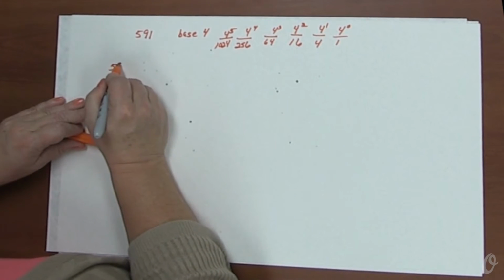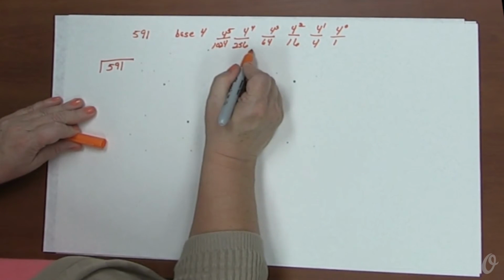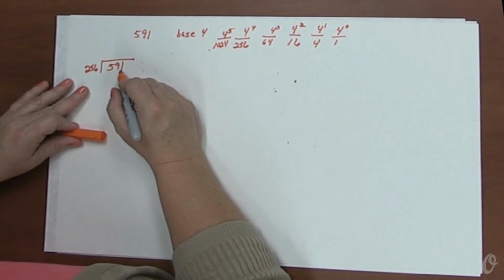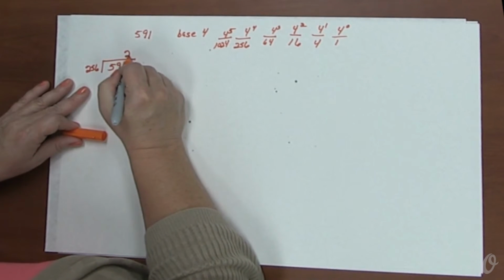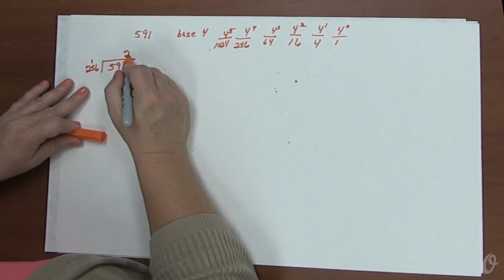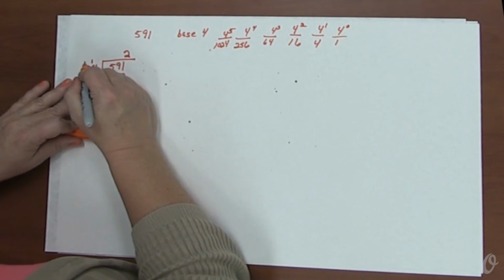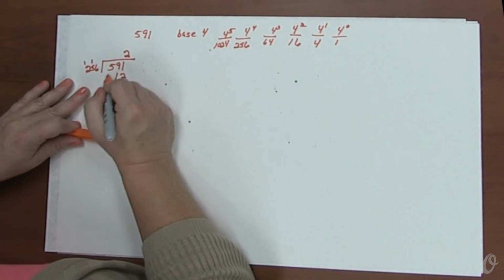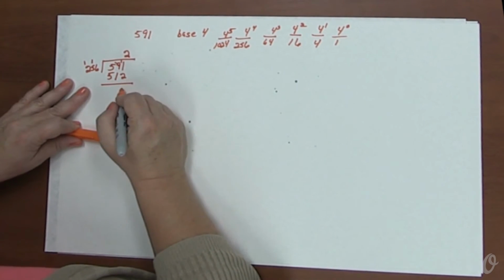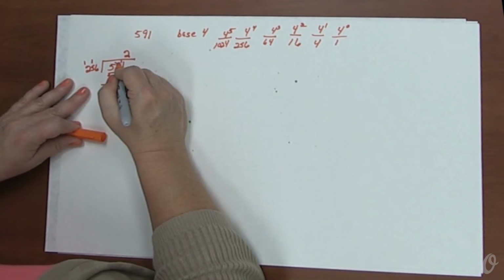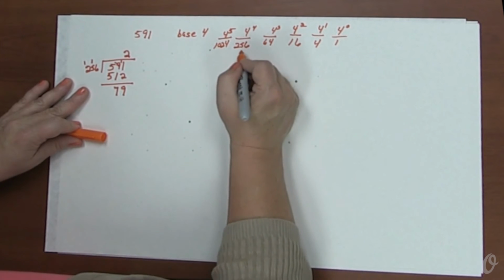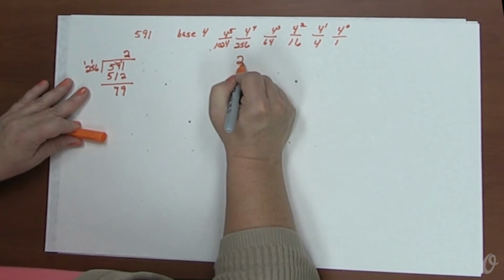So taking 591, I'm going to divide by 256. And the largest group of 256 that will go into this is going to be 2. So 2 times 6 is 12, carrying my 1. 2 times 5 is 10, plus 1 is 11, carrying my 1. 2 times 2 is 4, plus 1 is 5. Now I'm going to subtract, and 11 minus 2 is 9, and 8 minus 1 is 7, so I have a remainder of 79. So groups of 256, I have 2.